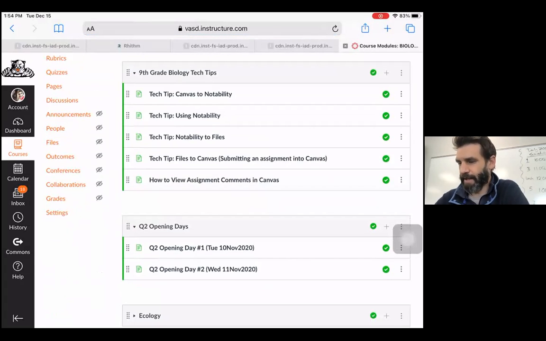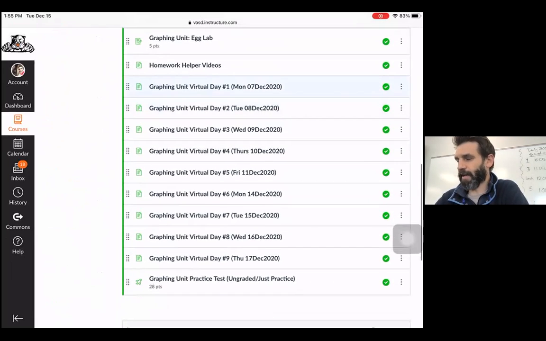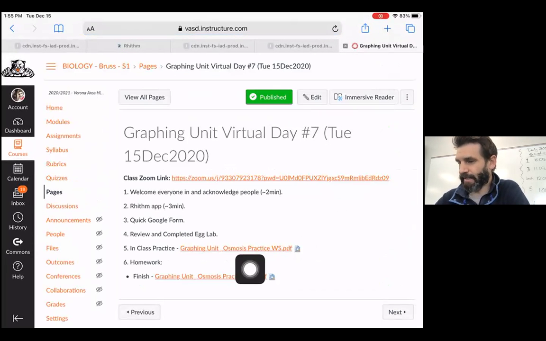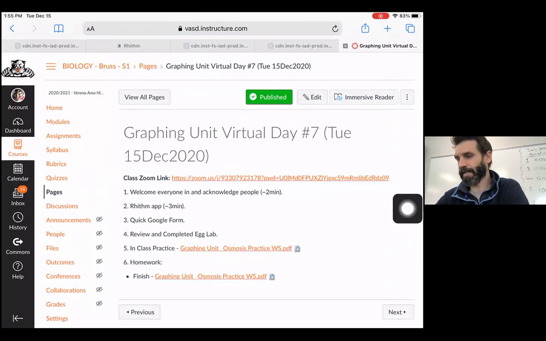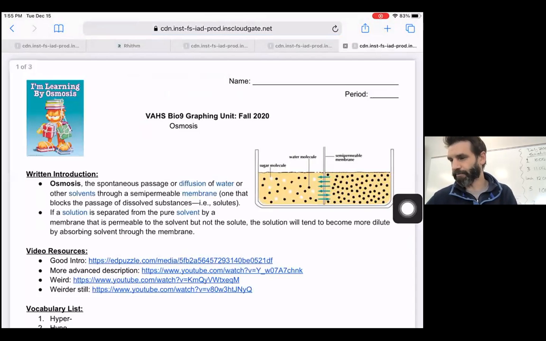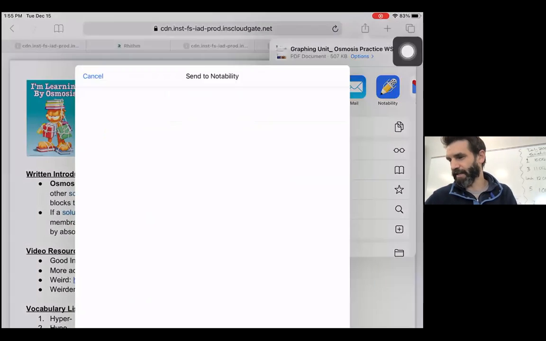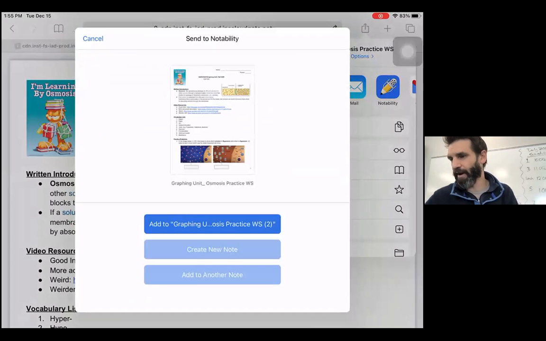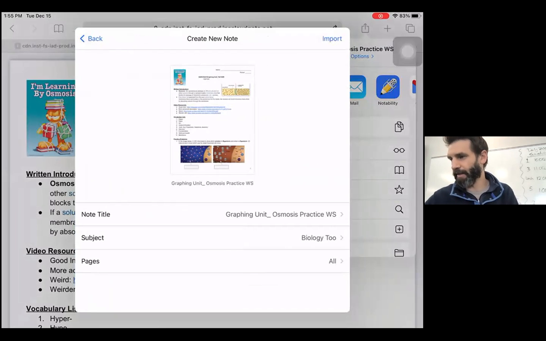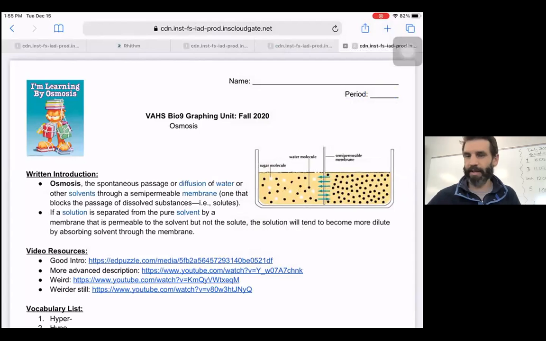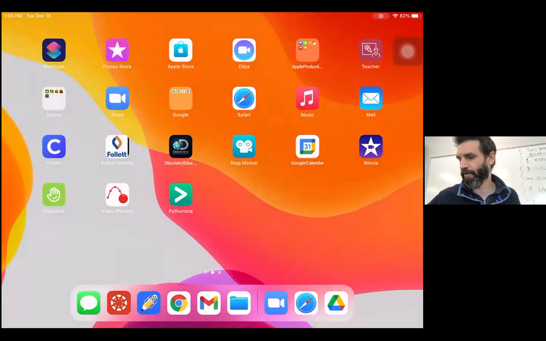modules here. And today was Tuesday, December 15th. So I click on there. And then we did this graphing unit osmosis practice. So I'll open that up and go up to here to send it over to Notability. I, again, have to do it kind of the slow way. You might have an option to copy it directly to Notability. If you do, go ahead and use that. And here we go. And now I'll hop back over to Notability.